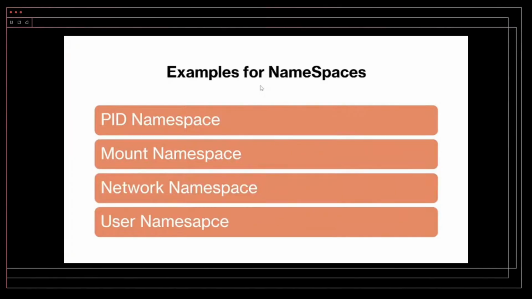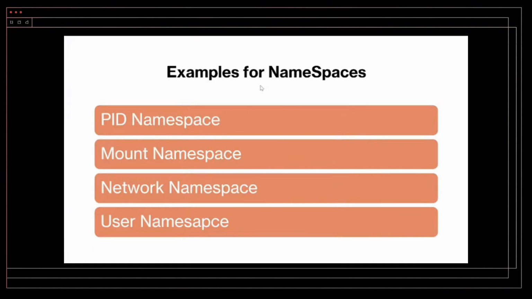And there are several namespaces out there. Some examples are process ID namespace, mount namespace, network namespace, user namespace, etc. Process ID namespace is going to isolate at a process level. That means the new process will not know its own actual real process ID. It will think it's process ID 1 or 2 or something else, even though the actual process ID is something else.